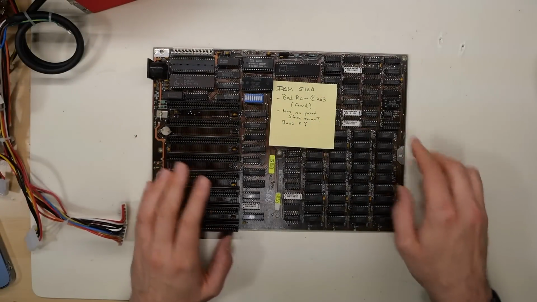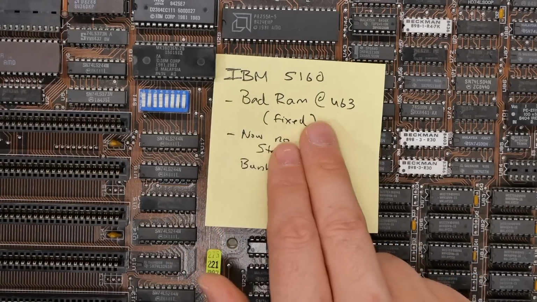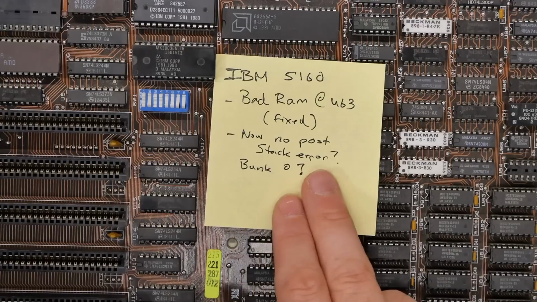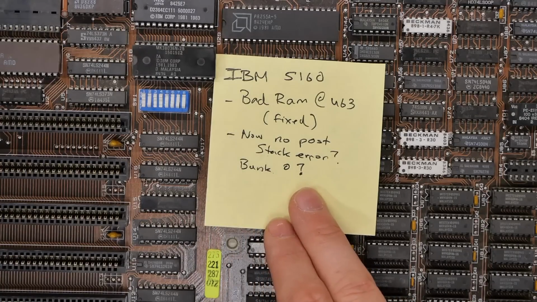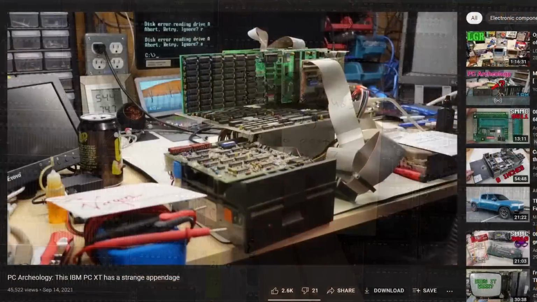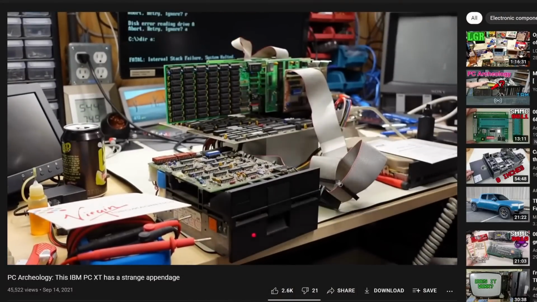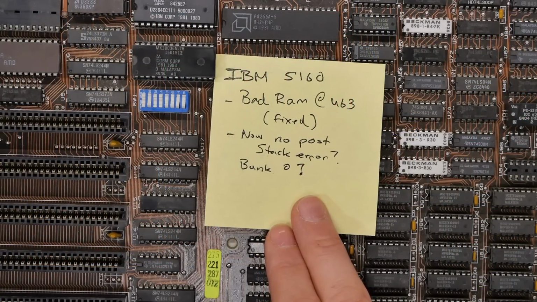All right, so this is the motherboard. I wrote: IBM 5160, bad RAM at U63, fixed. Now no POST, stack error question mark, bank 0, I put a question mark. These are just guesses. What I'm talking about with stack error is that while the machine was running, all of a sudden it just said stack error. And then when I power cycled it, it no longer worked again.